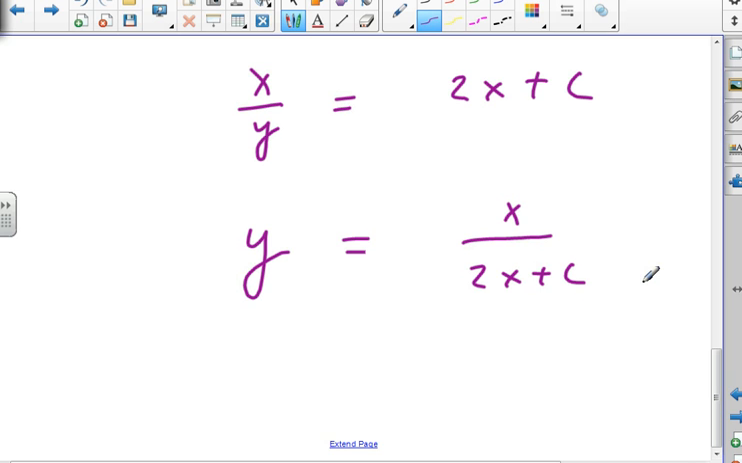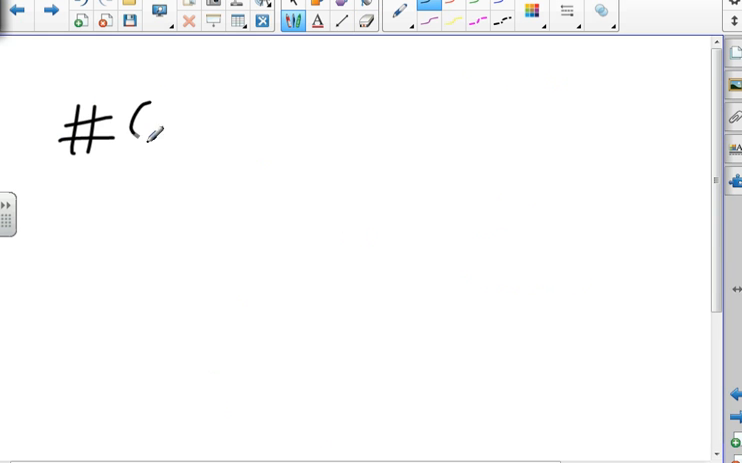Cross multiply, and then I'm going to invert. So y is equal to, I guess I'm done. Yeah, I can't do anything with that. y is equal to 2x plus c. All right, so we look in the back of the book, in number 6. Okay, looking at number 8.